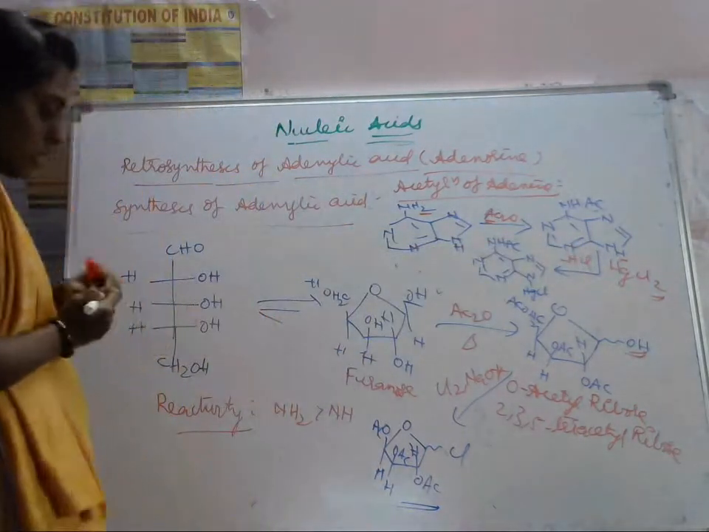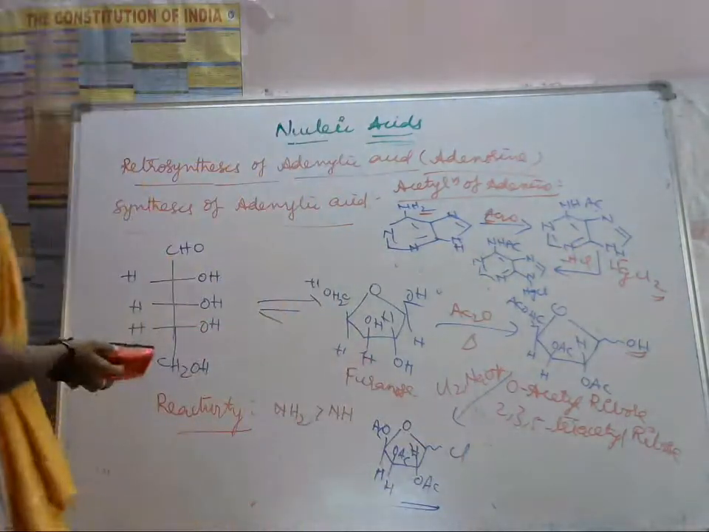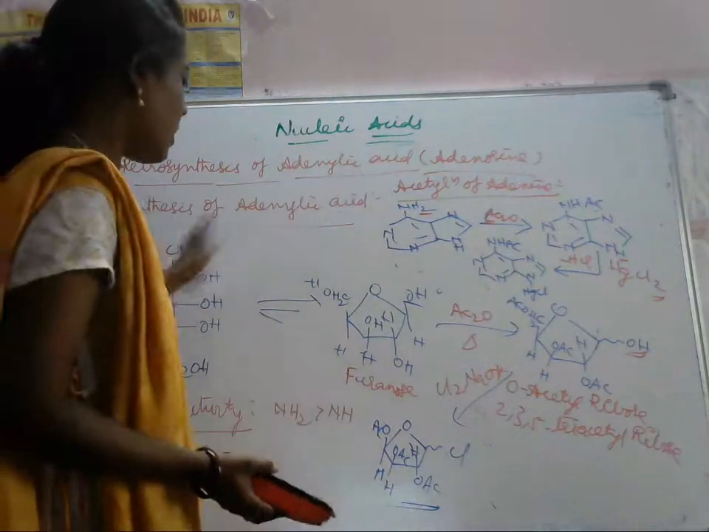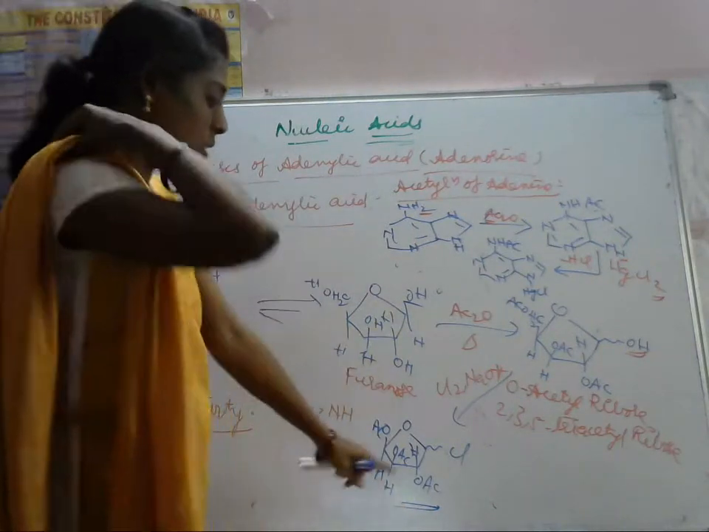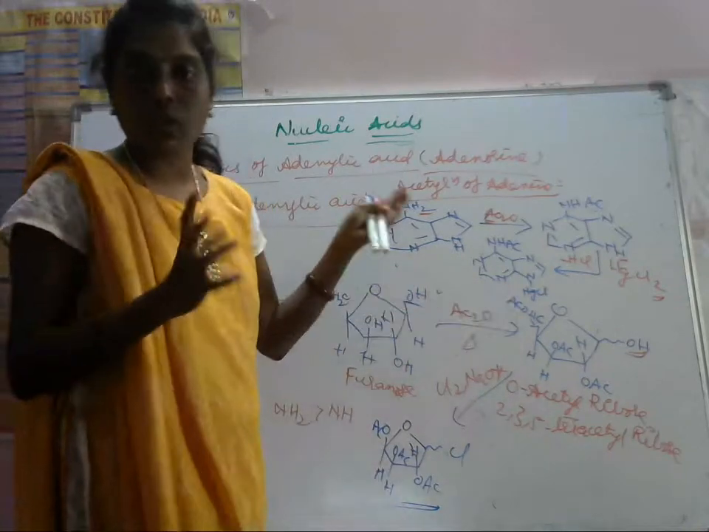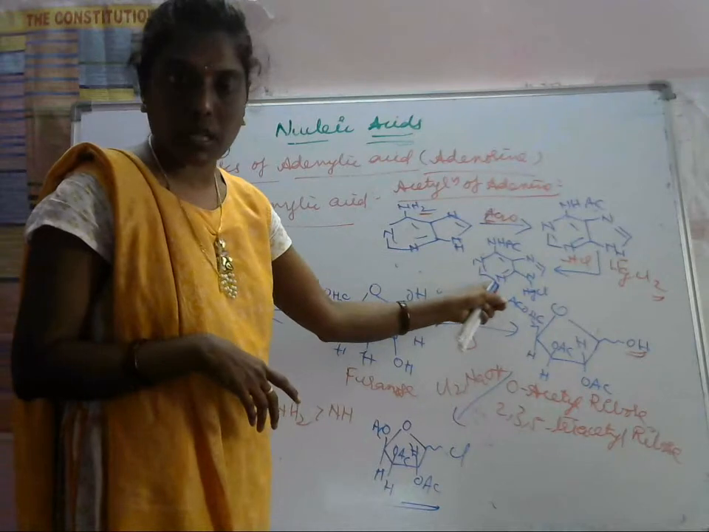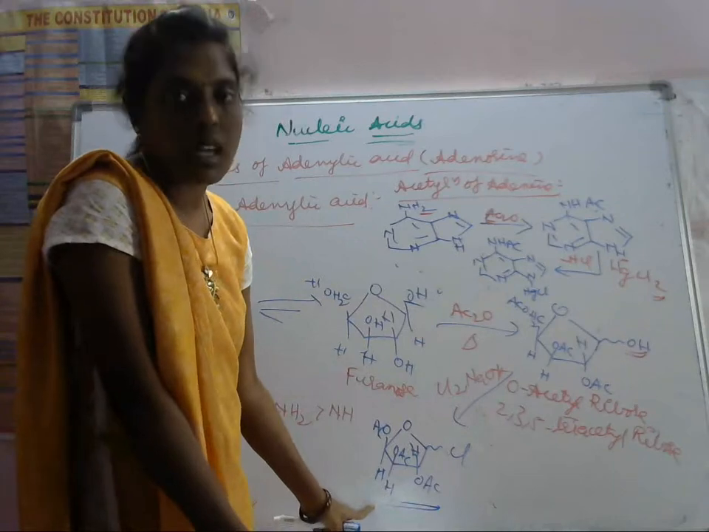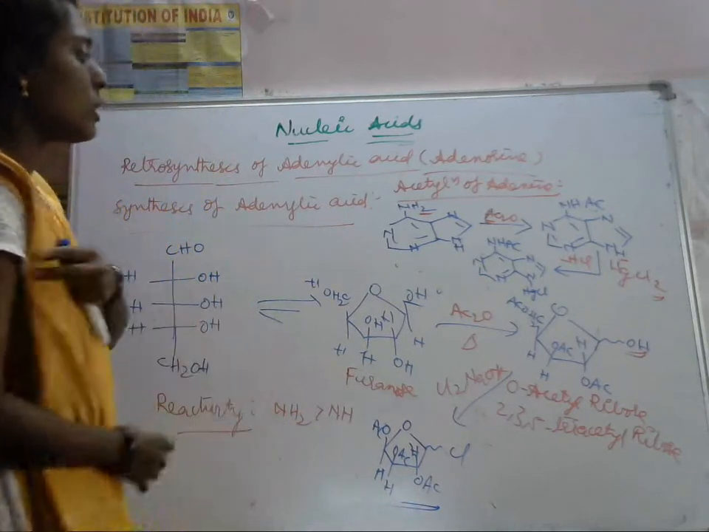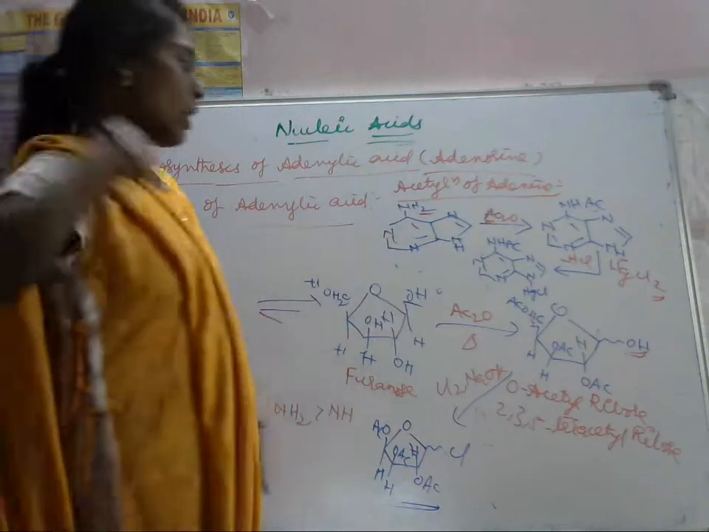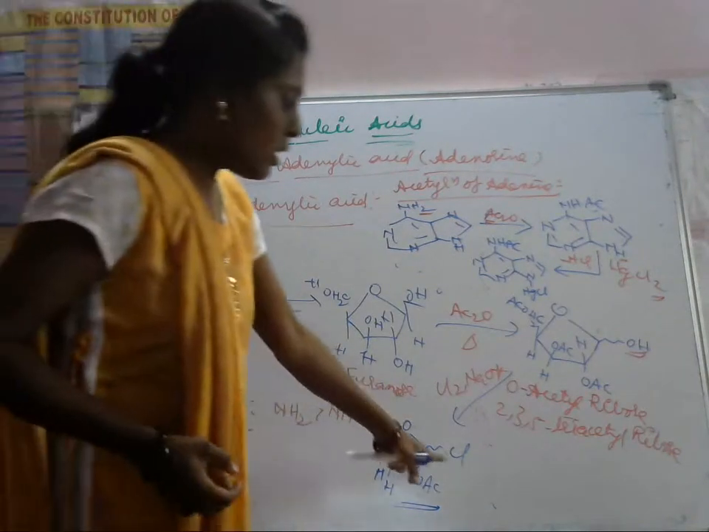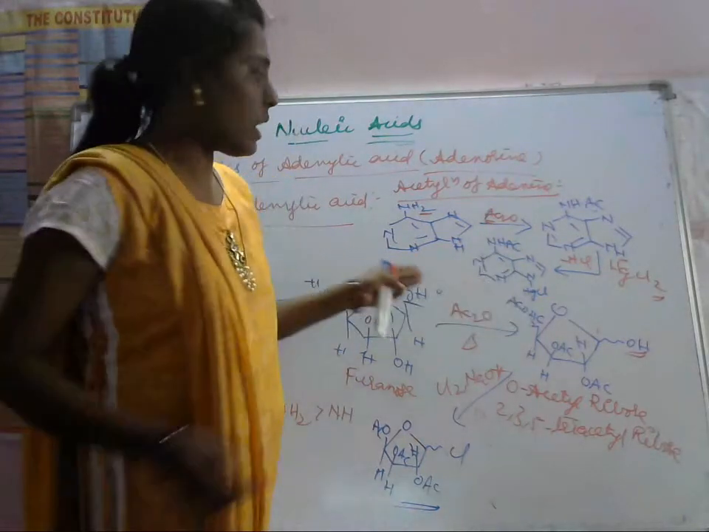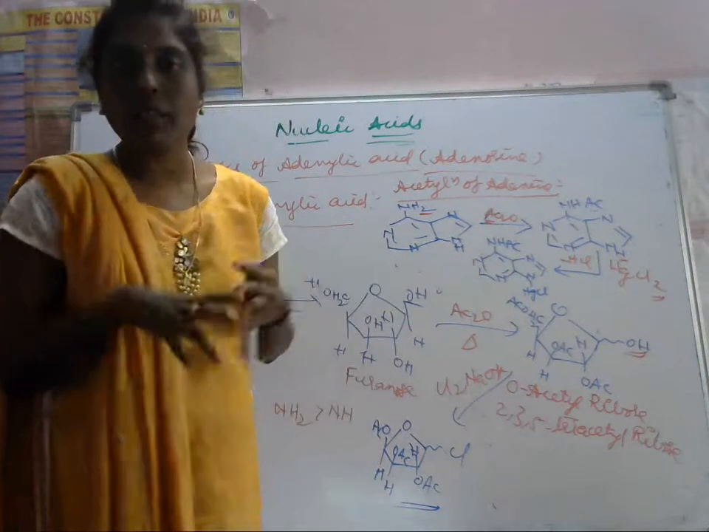So let's see the reaction. This is the synthesis of adenosine. How do we prepare the adenosine? First we have to prepare individually this one and this one. Next we have to combine this mercuriated adenine and this ribose sugar, then it forms the nucleoside. First we have to prepare the chlorinated ribose and the mercuriated adenine. Let's combine these two units and form the adenosine.